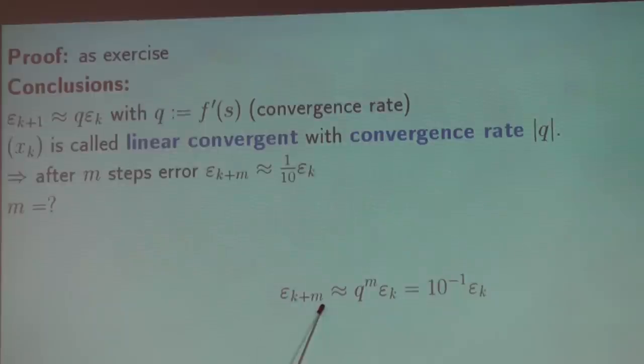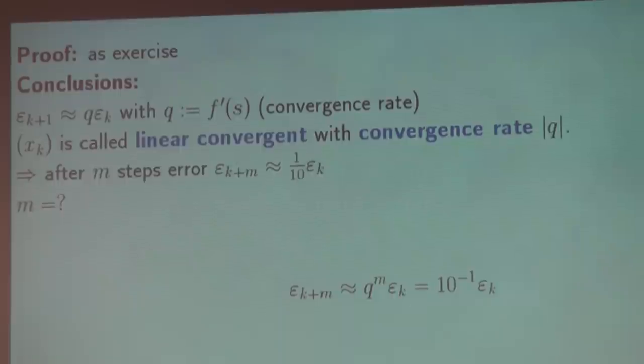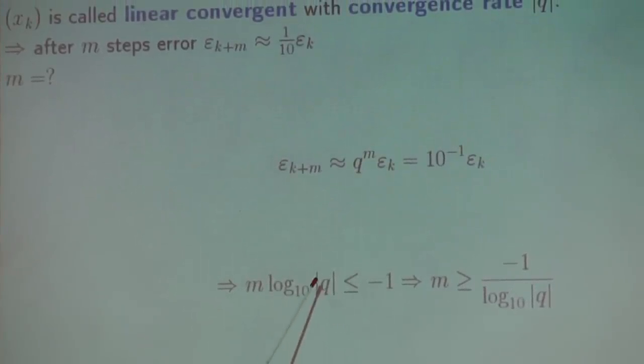Okay, and now we write epsilon k plus m is approximately equal to q power m times epsilon k. Yeah? Because each one step gives me a factor of q. So m steps give me a factor of q power m. So q power m epsilon k is equal to 10 power minus 1 epsilon k, so we can cancel out these epsilon k's, and we get q power m is 10 power minus 1, and now we take the logarithm, so we get m times the logarithm of q, which then is less than or equal to minus 1 if we take the logarithm to the base 10, and so we get m is greater than or equal to this number.